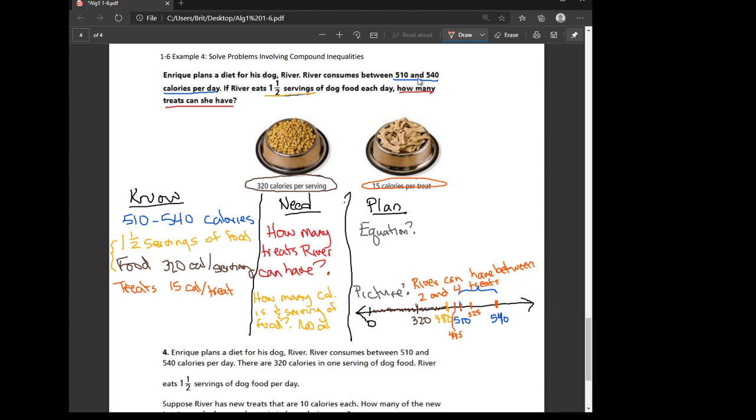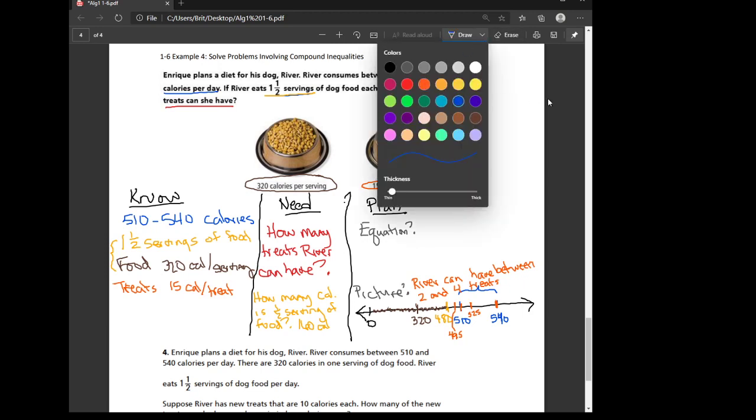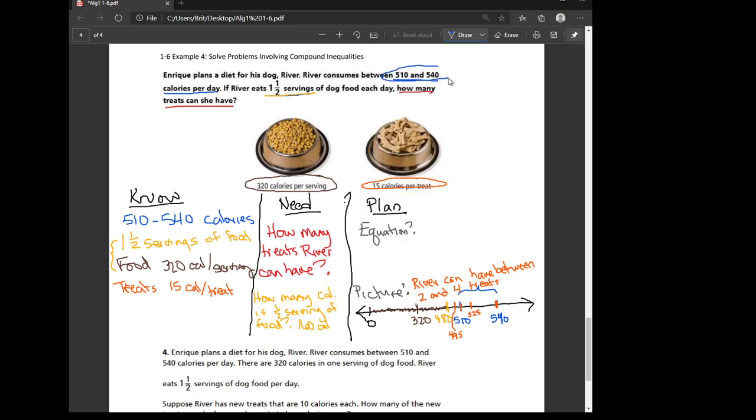Well, remember that in our first sentence, right up here, it says that River wants to consume between 510 and 540 calories. And it took 2 treats to get River to that point where she had 510 calories. So 2 of those treats are necessary to meet the minimum calories.